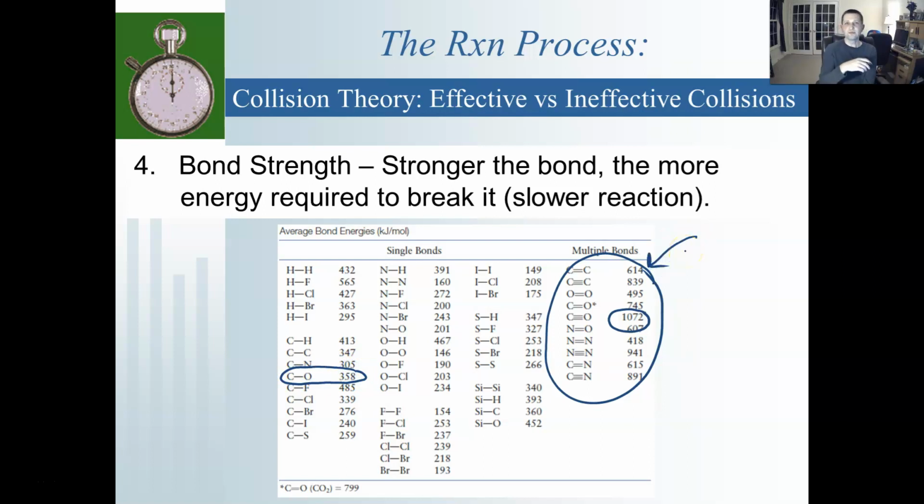Therefore, a substance with lots of double or triple bonds, with these high bond energies and very strong bonds, tends to react a little bit slower, because more energy is required to break those bonds and to have the reaction move forward.